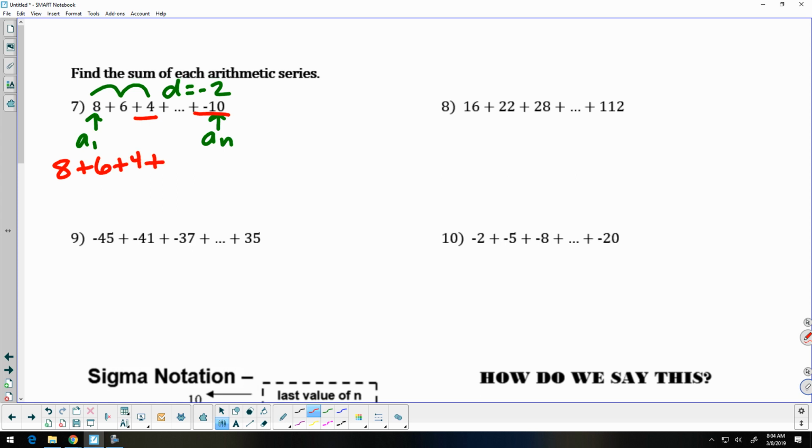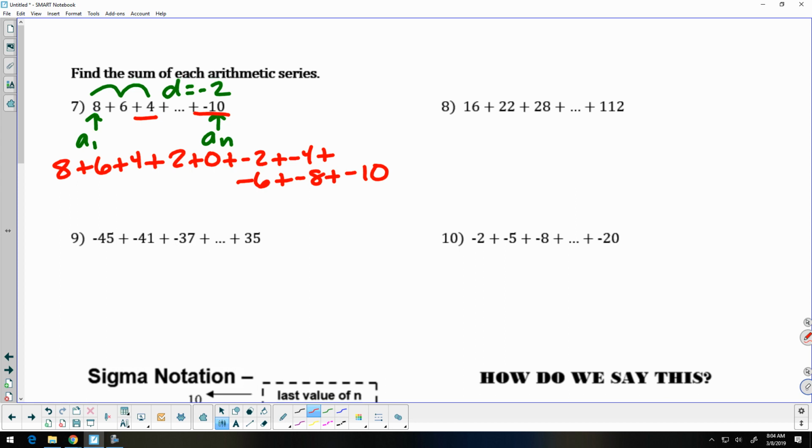You don't really need the formulas. We already have 8, we have 6, we have 4. We know we're just subtracting 2. So what is missing in between 4 all the way down to negative 10? If I just keep subtracting 2, I'd have 2, 0, negative 2, negative 4, negative 6, negative 8, down to negative 10. That's where it stops. So now I can just add these all up together and see what it comes out to.